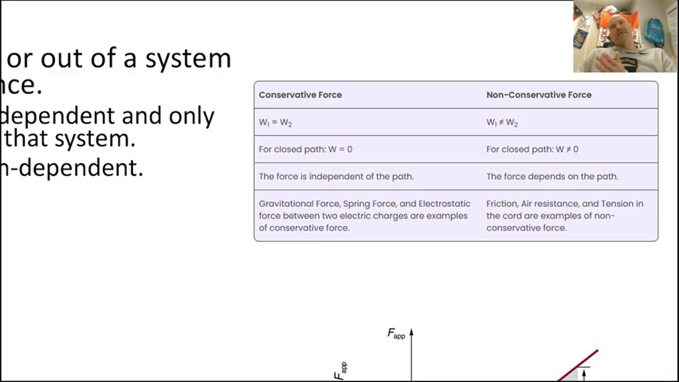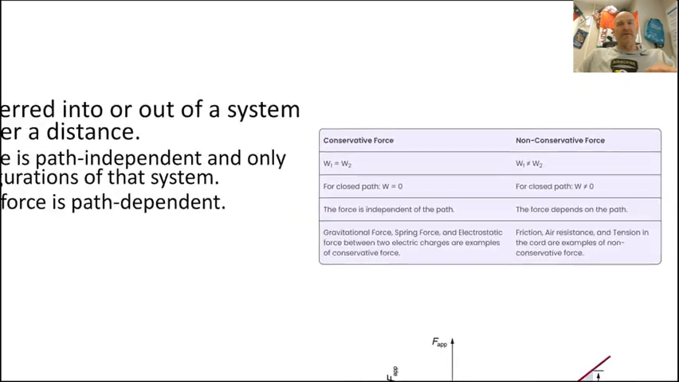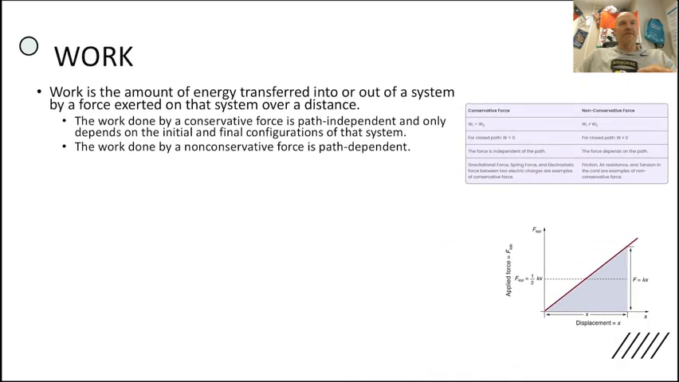Now, on the other side, this is where we introduce some new topics. A non-conservative force: what is that telling us? That work 1 does not equal work 2, and for a closed path, it does not equal 0. The force will depend on how it gets there. Some of the non-conservative forces that we can contend with are going to be friction, air resistance, and tension in a cord.